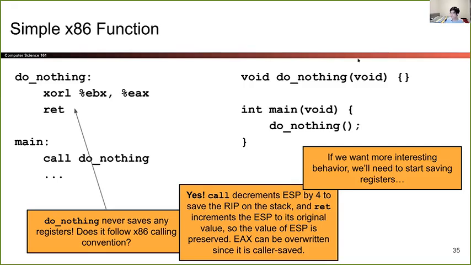Do nothing is just a function that I've named in the C code. This is a label here that we can jump to when we are calling the function. It's not really an instruction. It's just the name of the function.